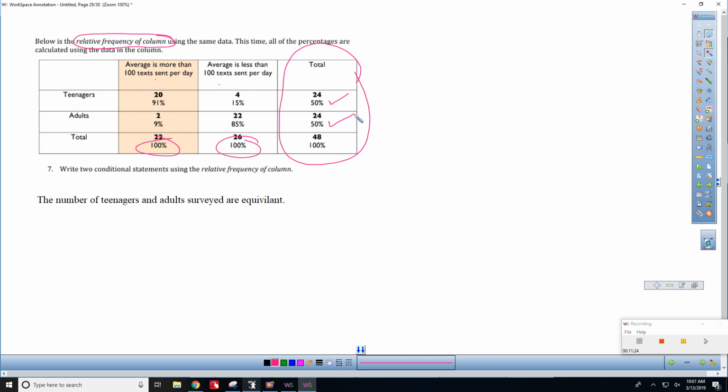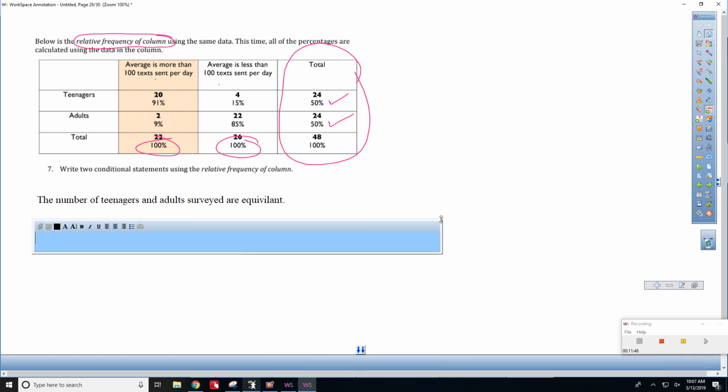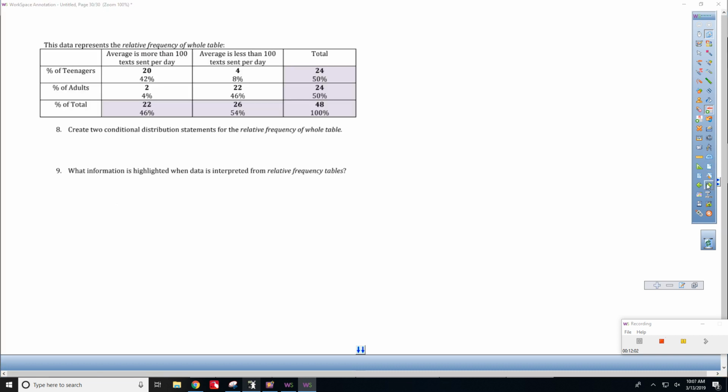Now give me a statement, Carson, about an adult from a row. Okay? Love it. Love it. Moving on. Create two conditional distribution statements for the relative frequency of the whole table.